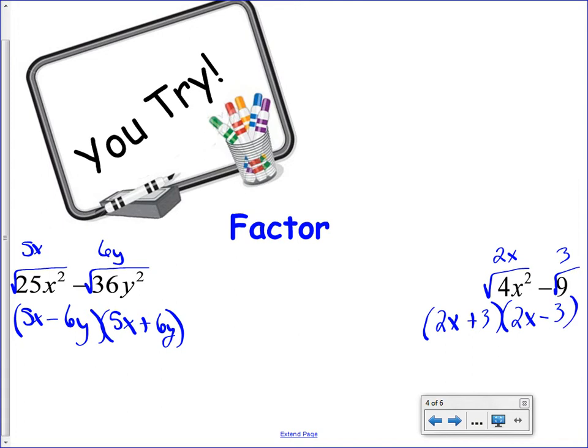Good. Now, does it matter if you have the plus sign first or the subtract sign first? No. As long as one is positive and one is negative. Are we okay with that? That's the trick with difference of squares, because that middle term will cancel out, which is why we only have 2 terms instead of 3.